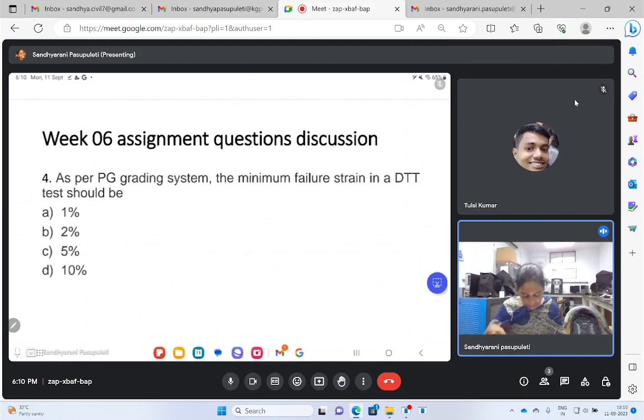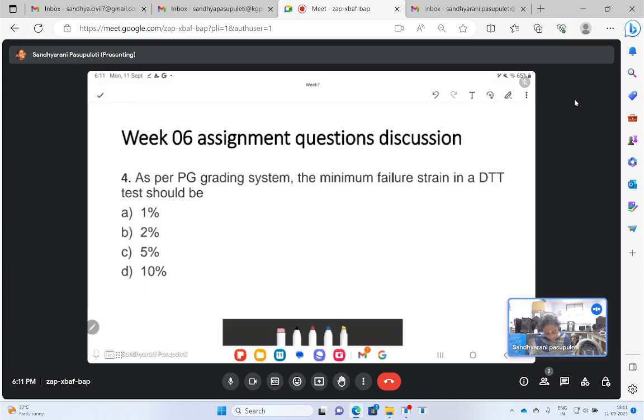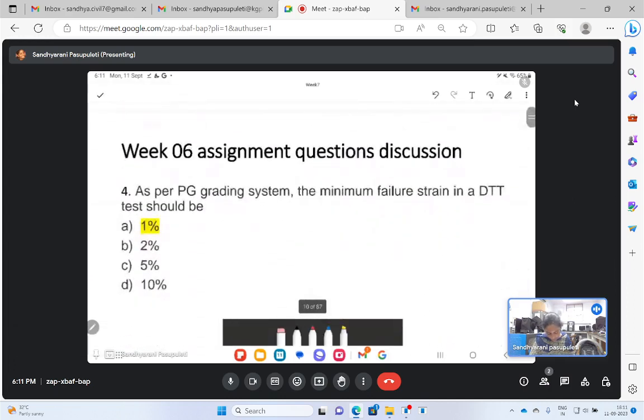So as per PG grading system, the minimum failure strain in a direct tensile strength test should be. Usually we perform this direct tensile strength test for very stiff materials which have low strain tolerance. So we recommend using a minimum of 1% tolerance. So the option A.